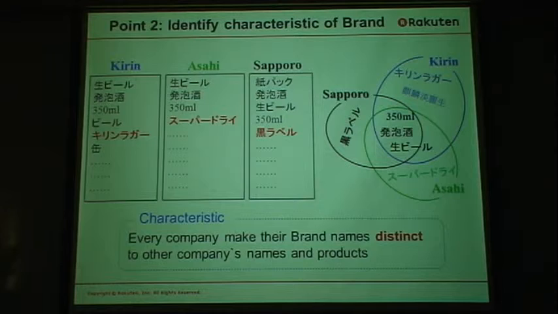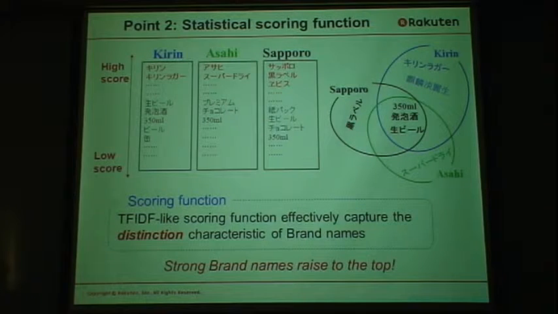And based on that assumption, we define a statistical scoring function which can well capture the distinctive characteristic of brand names. And we use that scoring function to score the words of each company and sort them from high to low score. And we could successfully make the strong names rise to the top.